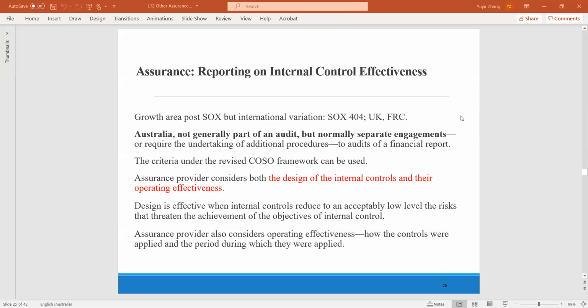When we talk about internal control, the underlying reporting framework is usually the COSO framework, right? The report of internal control will be based on the COSO framework, and auditors will use that as a reporting framework, and also follow the assurance standards to do their audit.